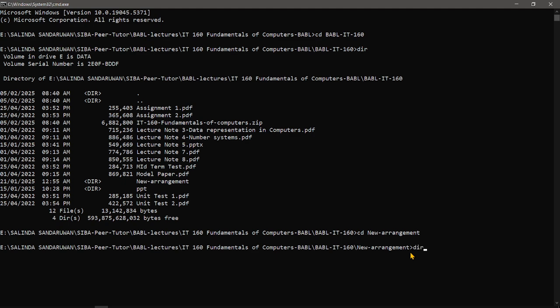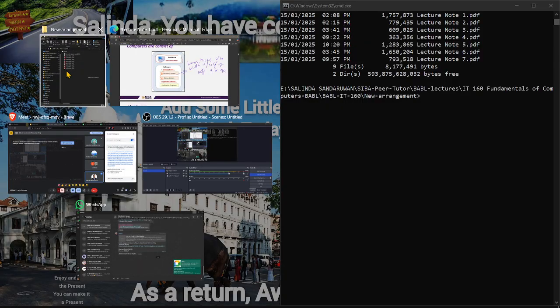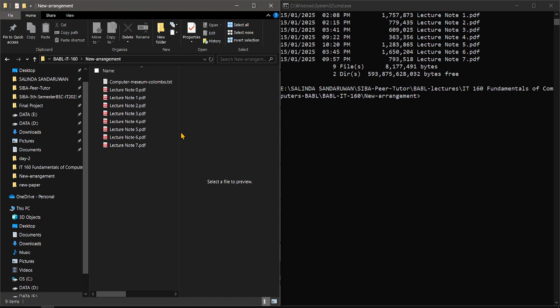So if I press dir here, you can see the files here. Let me show how many files: 1 2 3 4 5 6 7 8 and 9, right? Here also 9, here also the same thing, I have 9 files, right? Same thing, but to use this one you should memorize some commands, so in that case we call this the command line interface, or the short form, the CLI.